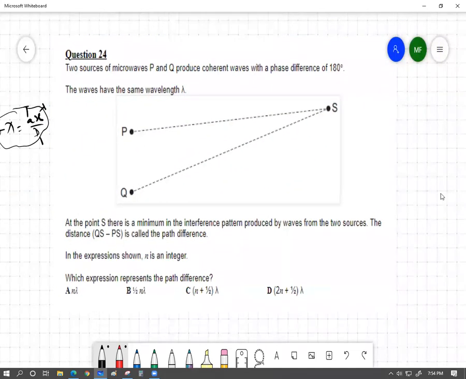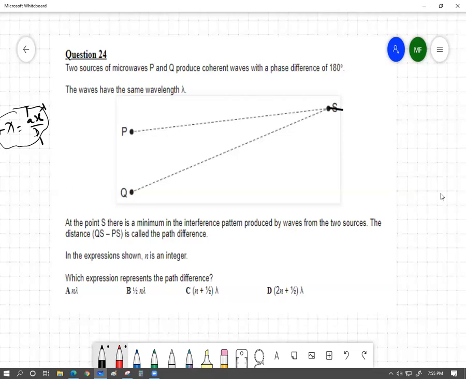Question number 24. Two sources of microwaves P and Q produce coherent waves with a phase difference of 180 degrees. Yes, so these two sources are 180 degrees out of phase with respect to each other to begin with. They have waves of the same wavelength lambda. At the point S there is a minimum in the interference pattern produced by the waves from these two sources. So we have a minima over here. The distance QS minus PS is called the path difference. In the expression, n is an integer. What should be the path difference?